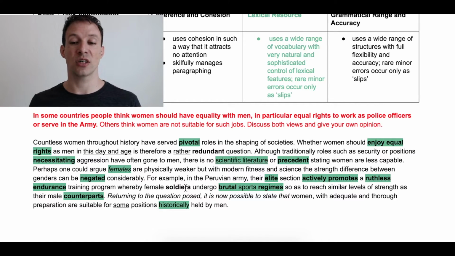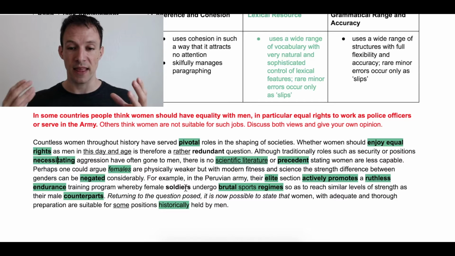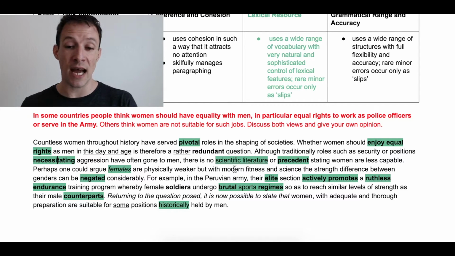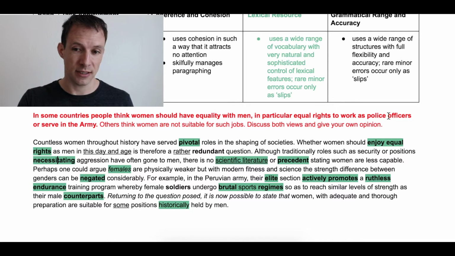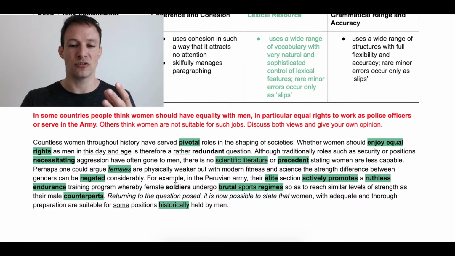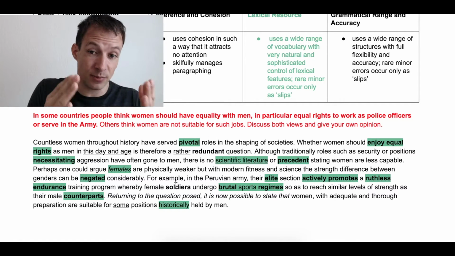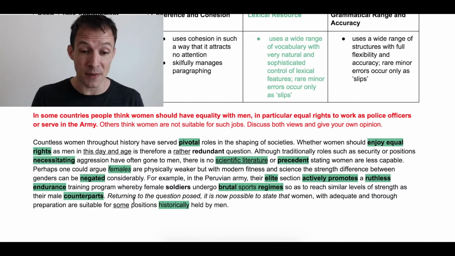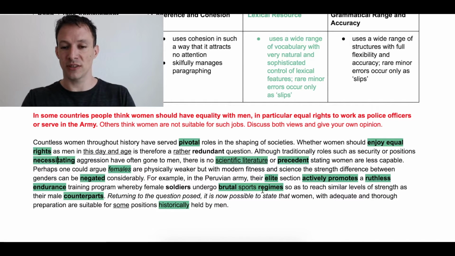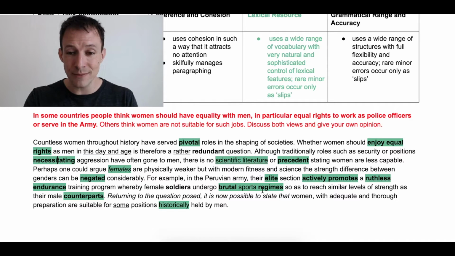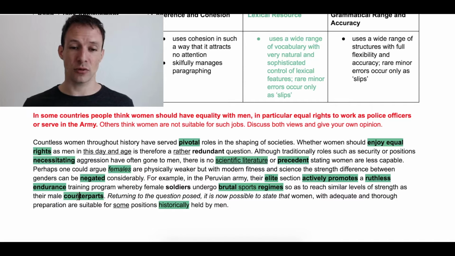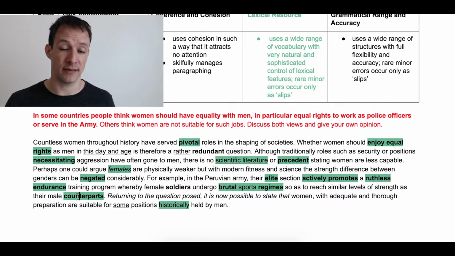Also, I go on to talk about sport and the army. So obviously, if I'm talking about the army, I could have used "the Peruvian military" instead of using "army." Okay, that would be one way I could have improved it. Also, I've used "soldiers," which is topic specific to the topic of army. Also, because I'm going into sports, I've used "sports regimes," "ruthless endurance program," and also I've used "counterparts," okay?